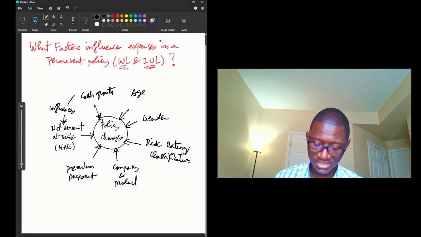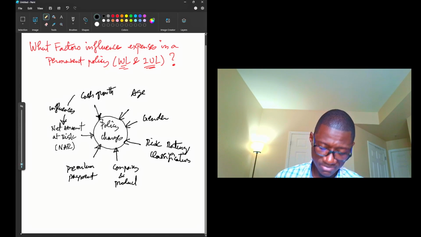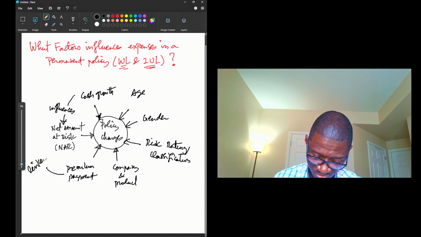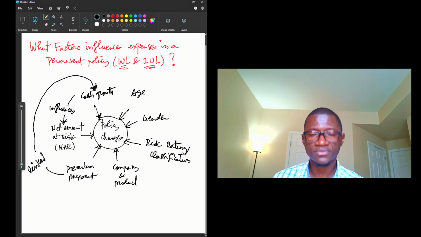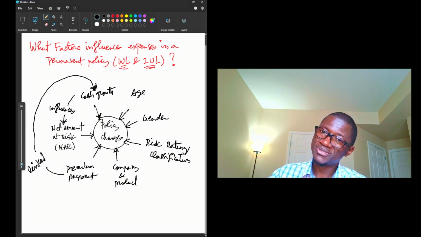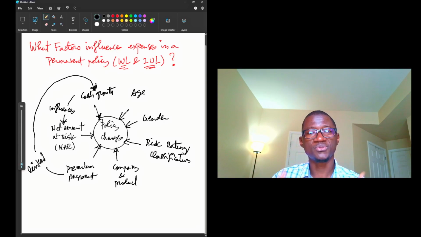But on top of that, one thing that you need to keep in mind is that the premium payment is also linked to the cash growth. The more money you bring into your policy, the more money you have to earn interest and compound over time.